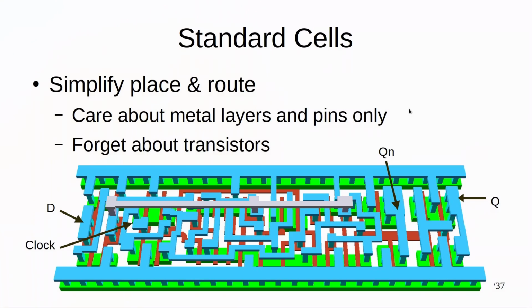Standard cells can be much larger and more complicated. This, for example, is a flip-flop, 1-bit storage. And for place and route, we like to simplify this a bit. So we don't care so much about the transistors below. What's important for us is the metal layers and the pins, because we need to know where to connect the wires.